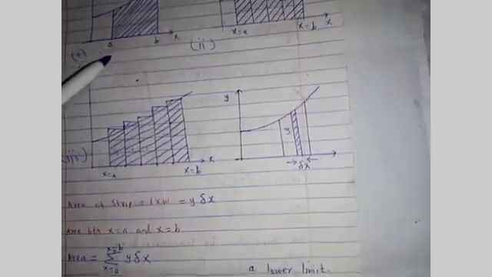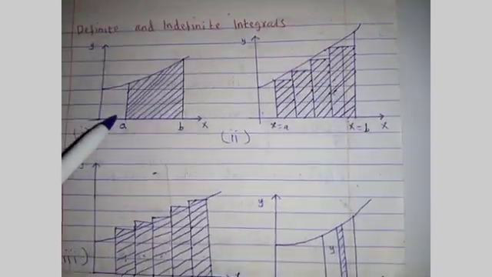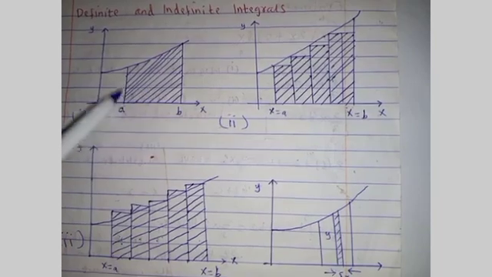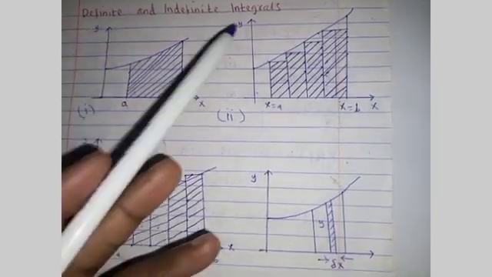Now, in case you are given the boundaries, these are the boundaries. This is what is called the boundary. In case you are given the boundary of your curve, like in this case, that is what is called a definite integral. And it is written this way.